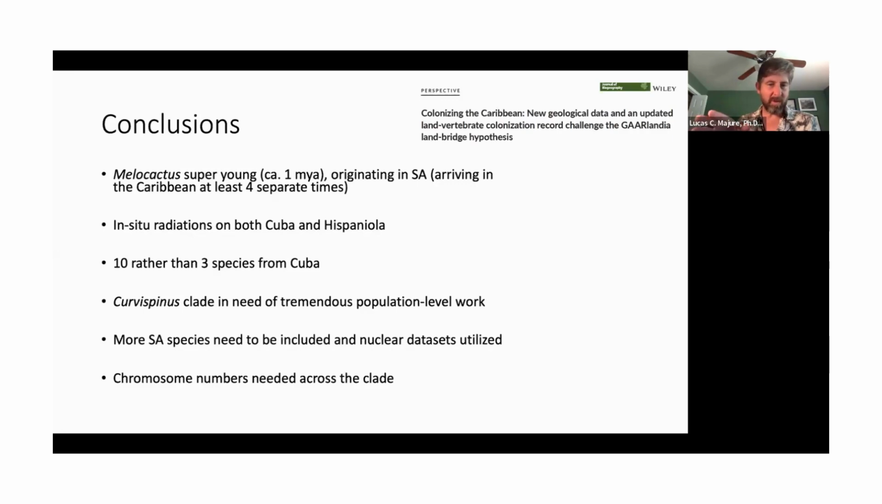We need chromosome numbers across this group because although we've been able to tease them apart with the phylogeny, if we had more information on chromosome number, it also might give us an idea of why we have so many species in Cuba, for instance. Is that due in part to hybridization and their evolutionary history, or what is going on there? So chromosome numbers are something we're actually working on at the moment to try to understand whether or not we have diploids or tetraploids, whether or not they've undergone genome duplication.